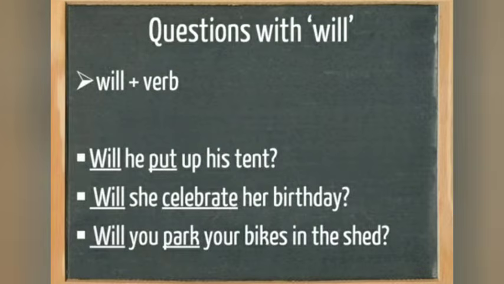Now let's see the formation of questions with will, for which the basic pattern is will plus base form of the verb, and of course question mark is to be put at the end. For examples, will he put up his tent? Will she celebrate her birthday? Will you park your bikes in the shed?